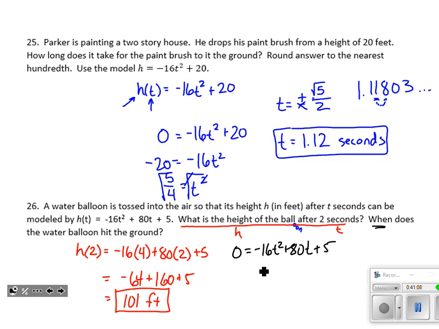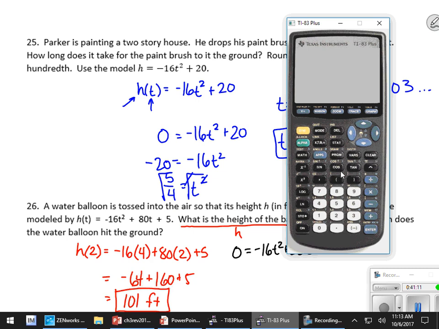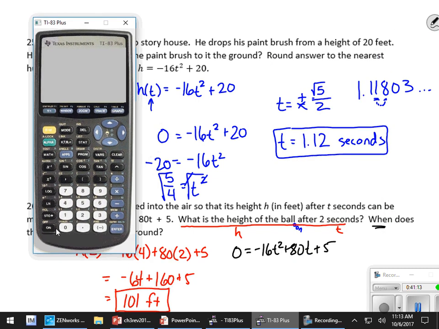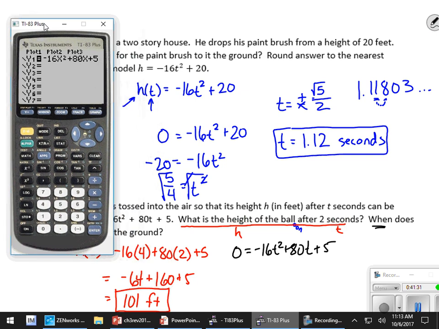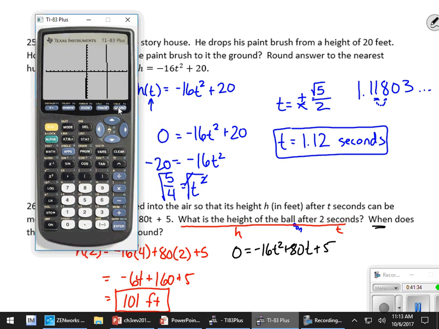So let me bring up my calculator here. There we go. And after turning the calculator on, we'll go to y equals and we will type in negative 16. We have to use x as an input variable. Squared plus 80x and then plus 5. And that's good. And then I'm going to look at the graph, and you can see it's a pretty steep parabola as time's going by, and there is a maximum point up there.